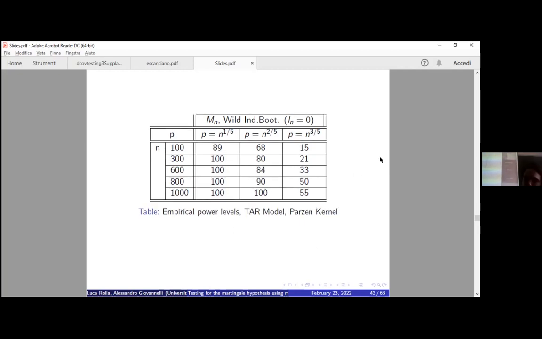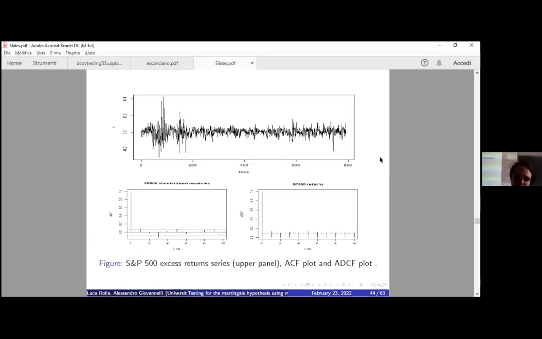These are the empirical power levels for the threshold autoregressive model for the Parzen kernel. In this case, the 100 is approached much faster than in the bilinear model. It still works.